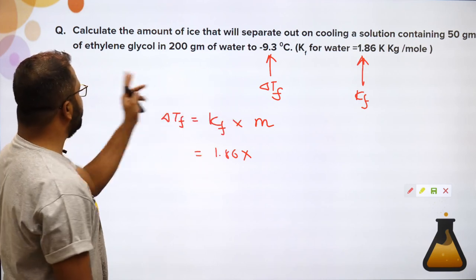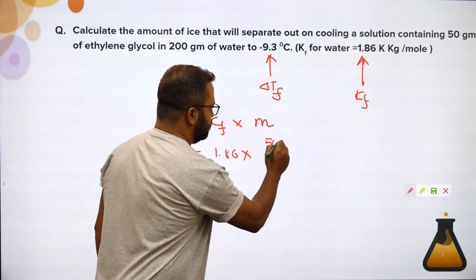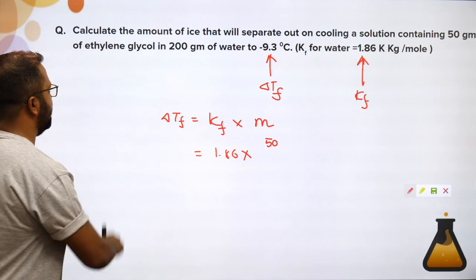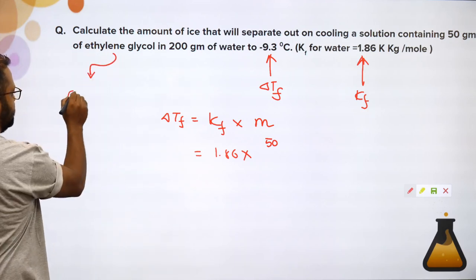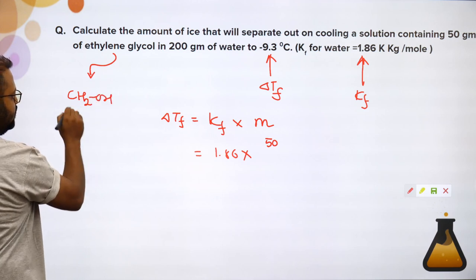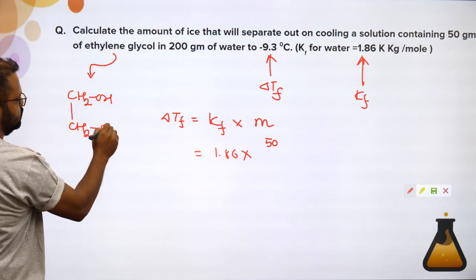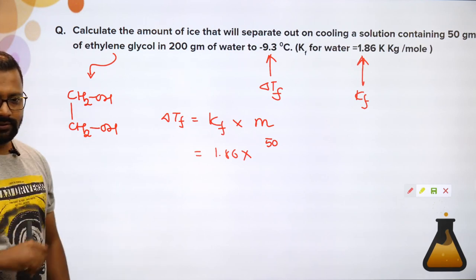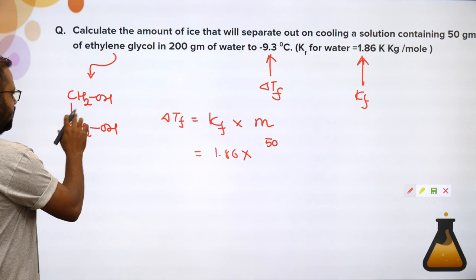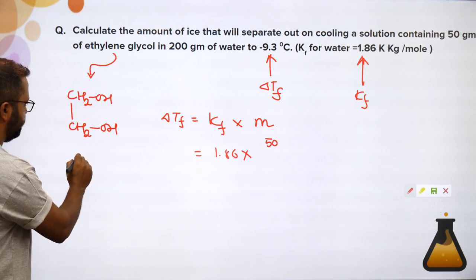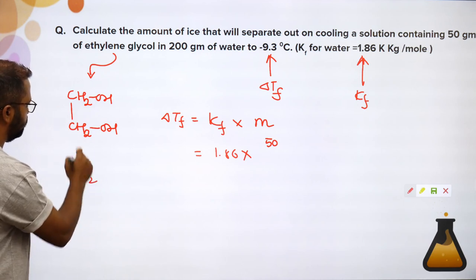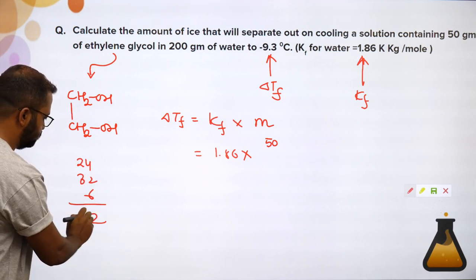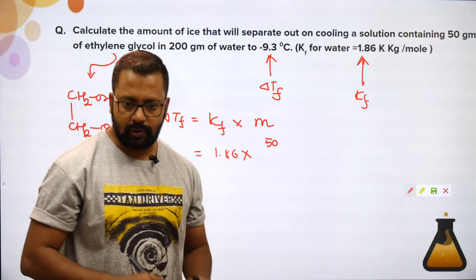Molality will be written as 50 gram of ethylene glycol. So what is the molecular weight of ethylene glycol? Can you tell me? Ethylene glycol is written as CH2OH. So the molecular weight of ethylene glycol should turn out to be 24 plus 32 plus 6, so that should be 62.